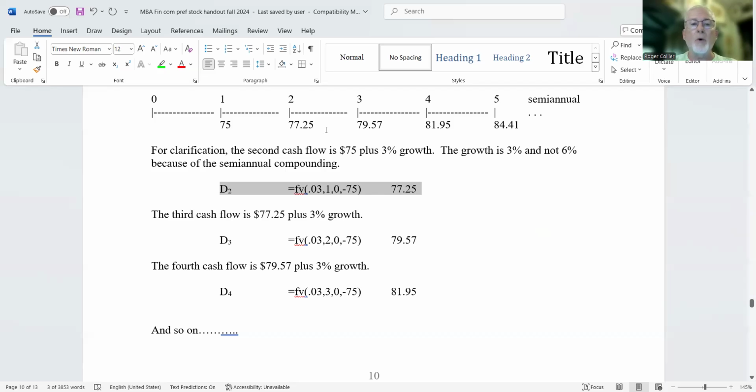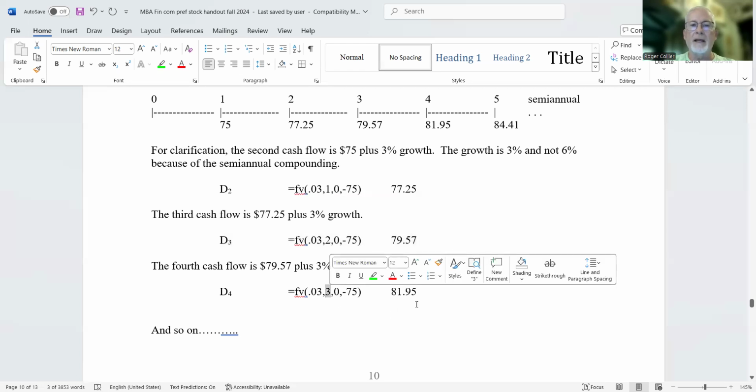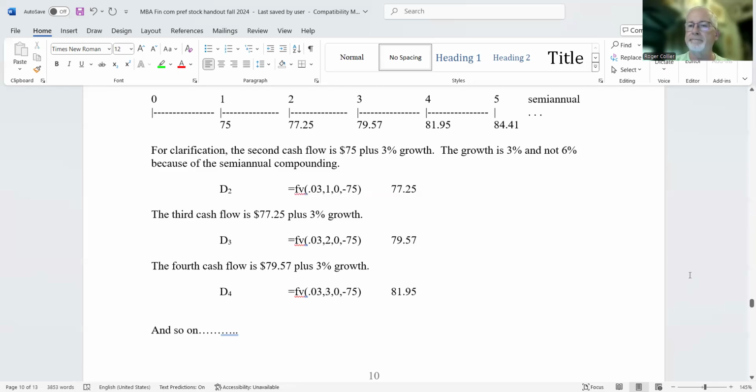Right? What about the one after that? Well, it's the same thing, only now we're going to find it for 2 periods. Right? It's still the 3%. Still the 0, still the 75, but now instead of 1 period, it's 2, and I get the 79.57. Do it again for 3 periods, 81.95, and so on and so on and so on.